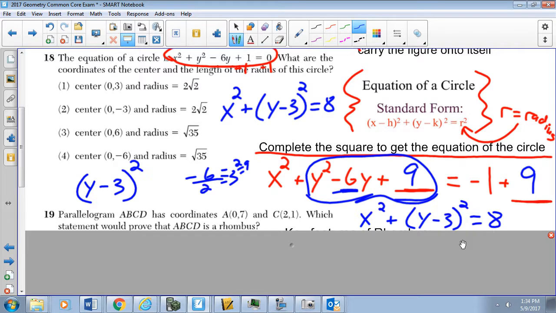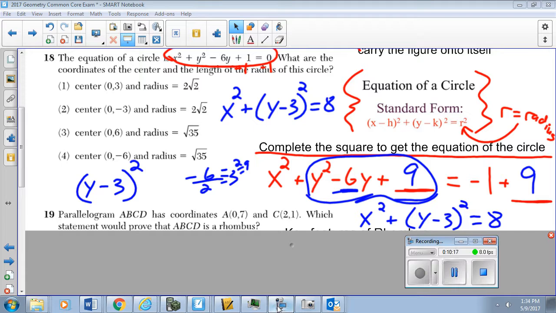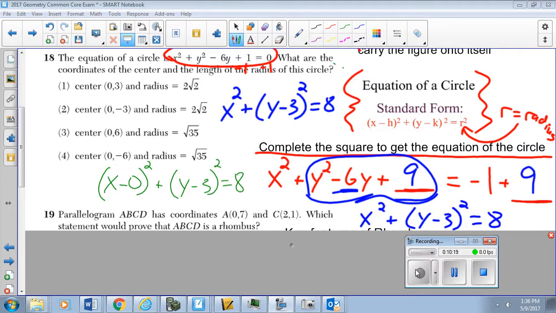Okay, let's look. I actually wrote something else here. I took the blue and put that in standard form. Technically, that was not in standard form, so I wrote it in standard form down here.